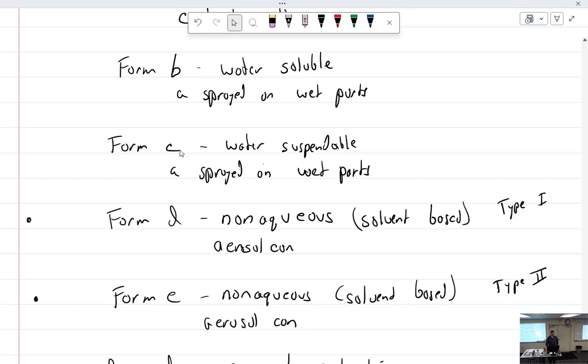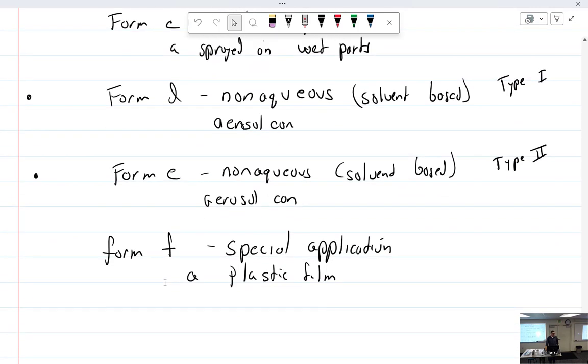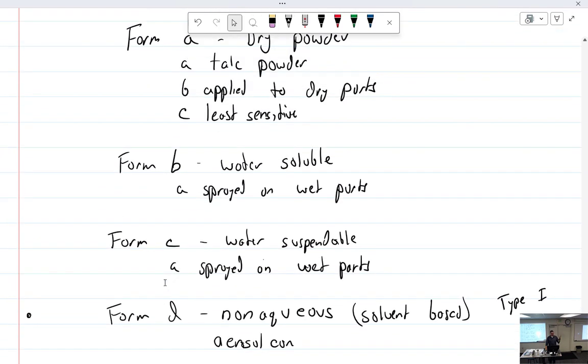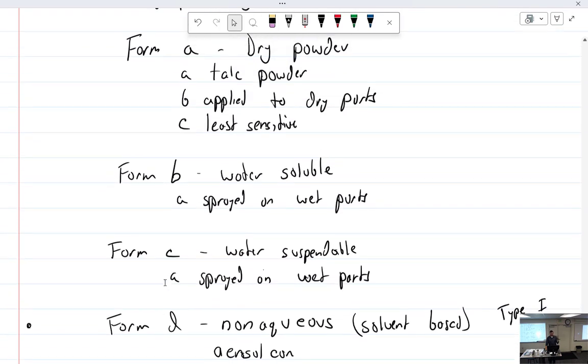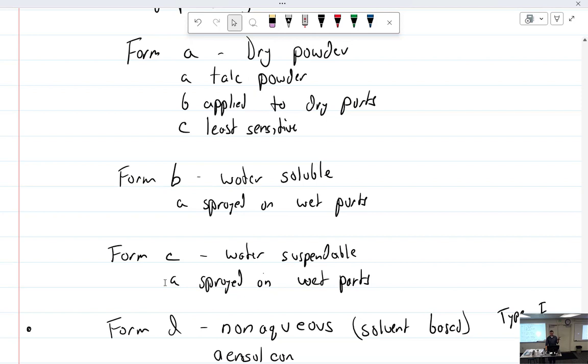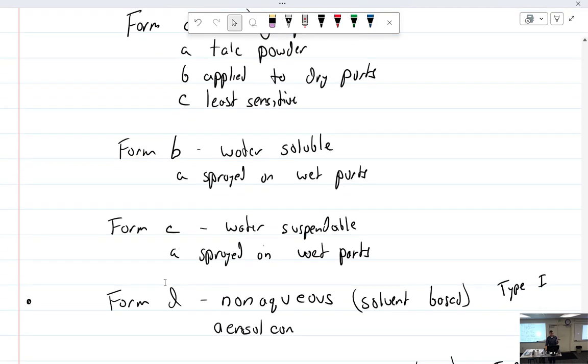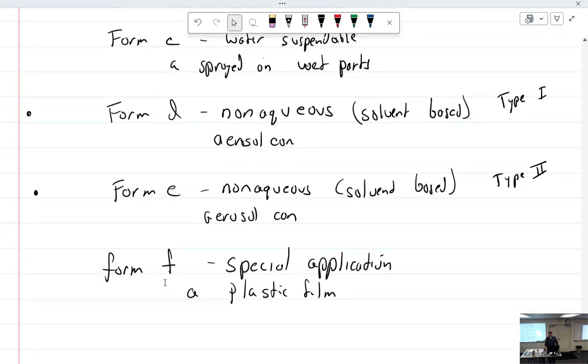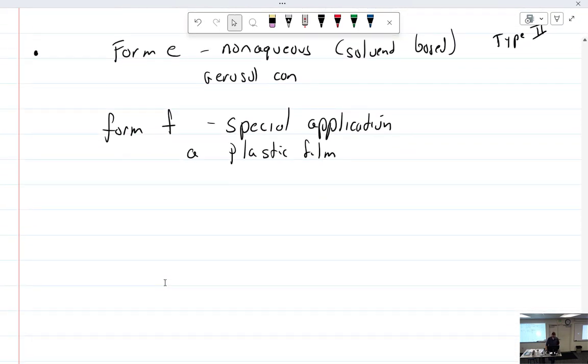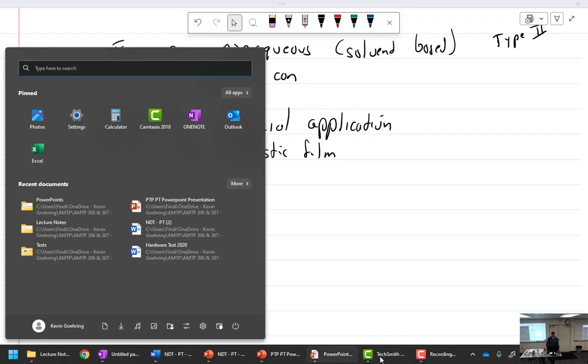So what does that leave us with? A, B, and D. C is really no longer used. D and E are the same. And nobody knows what F is. So what you're left with is just three different types: A, B, and D.